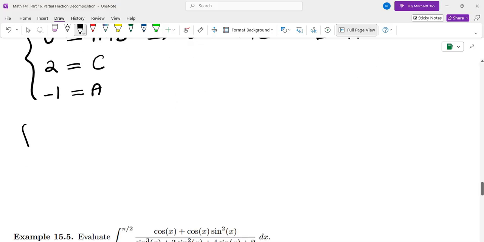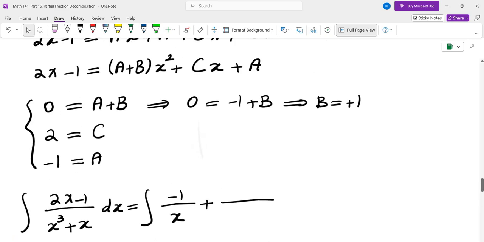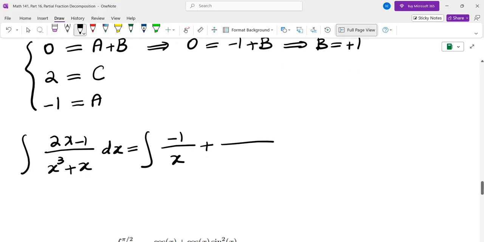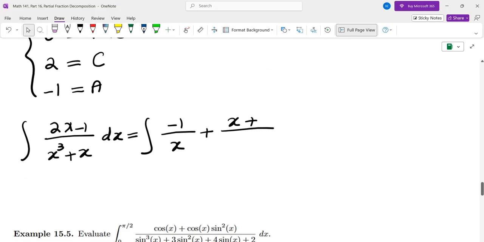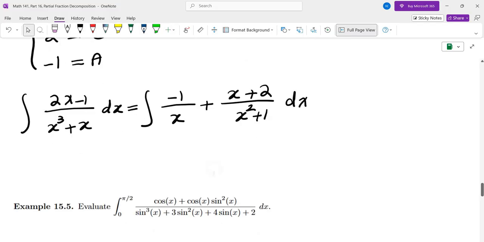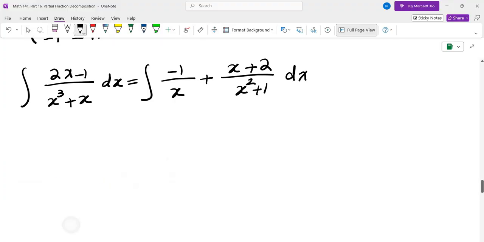So that tells me that the integral of (2x minus 1) over (x cubed plus x) dx can be written as the integral of (-1 over x, and the other as (bx plus c) over (x squared plus 1)) dx, which is 2 over x squared plus 1 dx. So this is the integral that I need to evaluate. How do I evaluate this one?